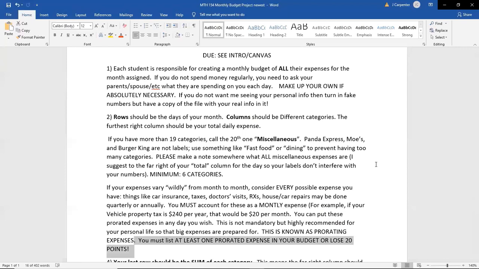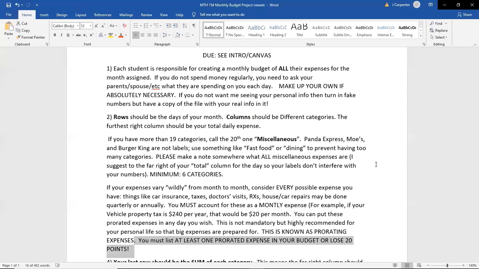Now, once again, if you don't have any of these expenses, if you are living off of someone else and they won't tell you these numbers, they won't tell you how much your rent is, your portion of rent, what it would be if you were paying it, or how much your gas bill is, or your electric bill, or water bill, or trash bill, or anything like that, just make it up. I don't care. I'm not going to call up your parents and say, did Bob actually spend $25 this month on blah, blah, blah?